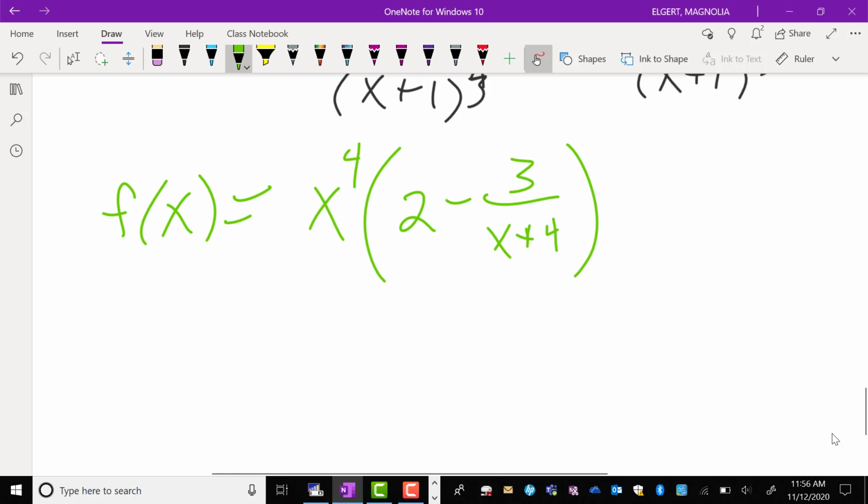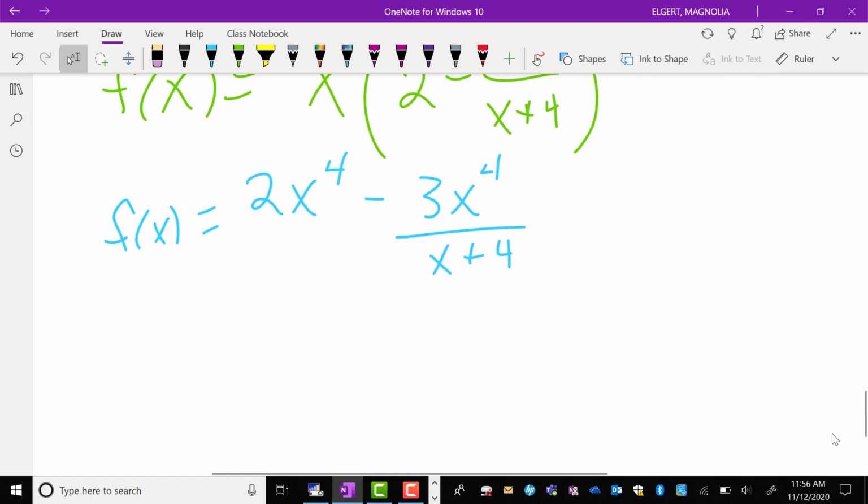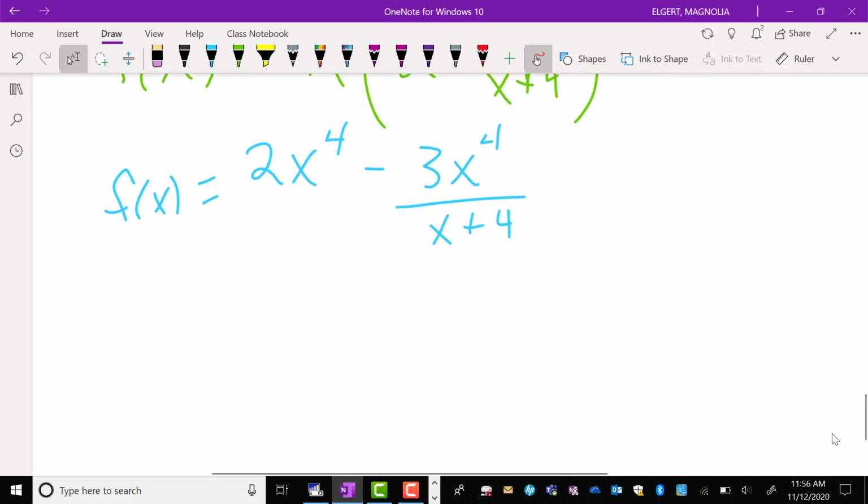I would suggest doing algebra first, like distribute. So when you did that, you'd get 2x to the 4th minus 3x to the 4th over x plus 4. So that's still just the function. And then you can do your derivative. So the derivative of the first term is 8x cubed. But for the second term, you're going to have to use the quotient rule.